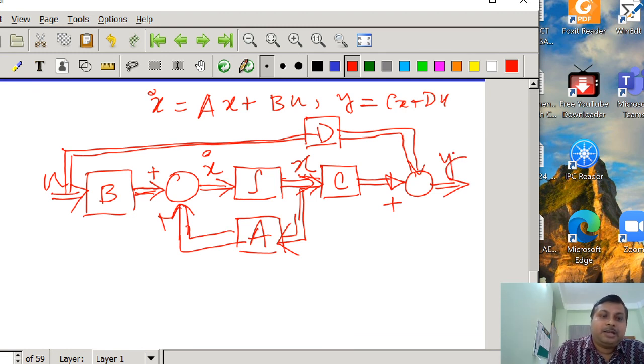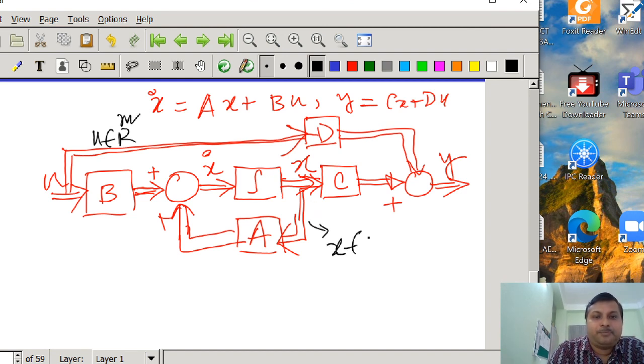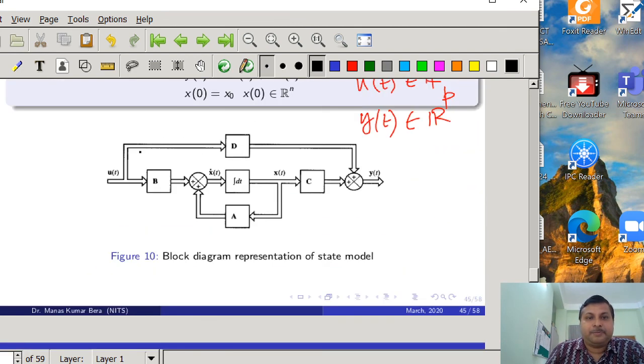Fine. And here why we are using thick arrows, because it represents that it is not a scalar quantity. u is not a scalar quantity, it means u has m number of components, x has n number of components, and y has p number of components, which has been shown in the figure.